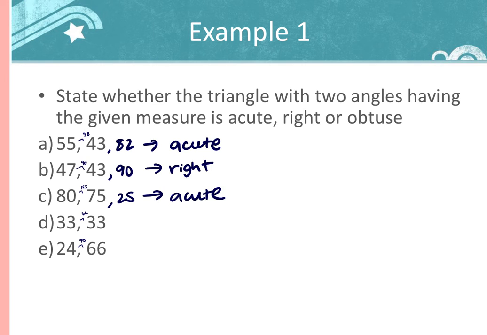D, add them, I get 66, subtract that from 180, what's left? 114, which makes this obtuse, good. And the last one, add them together, I get 90, which means that last one is 90 again. And this is good.